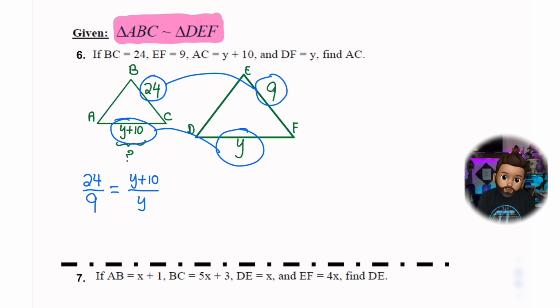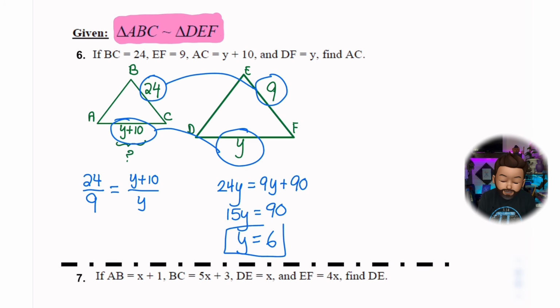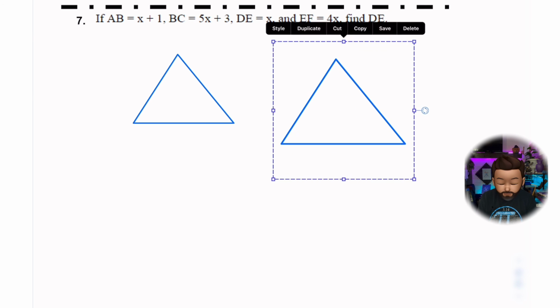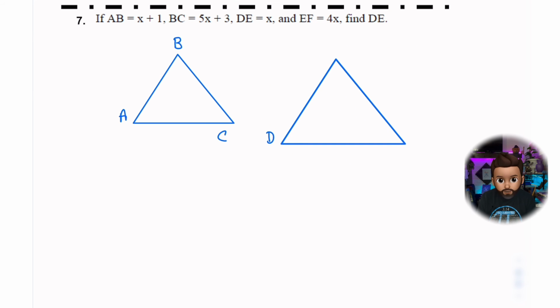Setting up corresponding parts is proportional, cross-multiplying, solving for Y. And once we find Y, we can then plug that into Y plus 10 to give us AC. So since Y is equal to 6, AC will be equal to 16. No units on this one. Algebra or algebraic expressions always mean that you're going to have some kind of an equation to solve. When it comes to geometry, those algebraic expressions represent sides or angles, and there are relationships or equations that go along with those things.